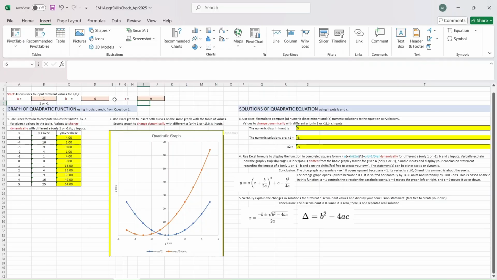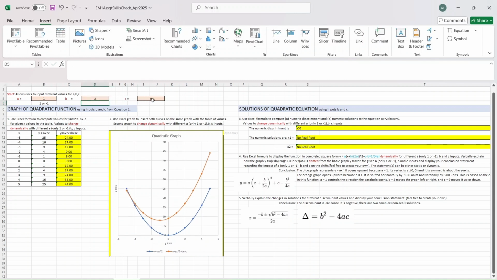Now lastly, if a is 1, b is 2, and c is 5. Now you can see that the discriminant is minus 16, and since it's negative, it means that the graph does not touch the x-axis at all and there are no real solutions.